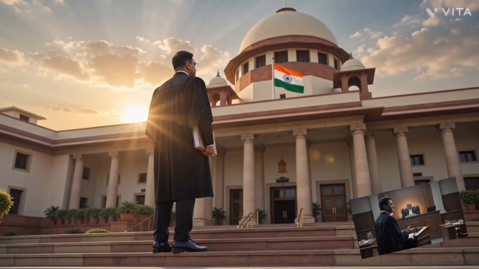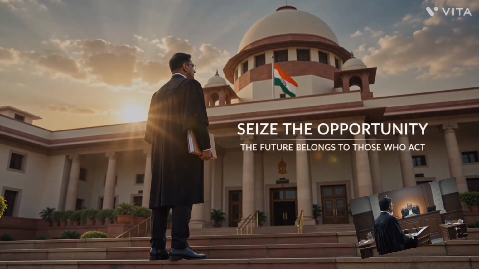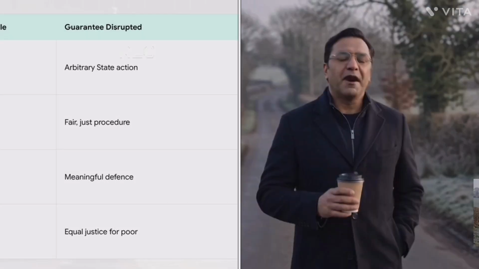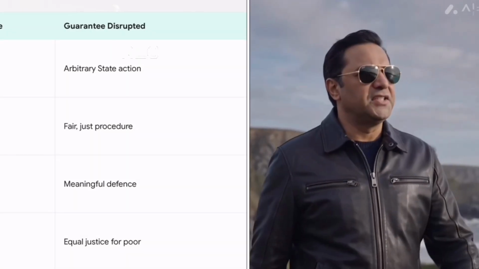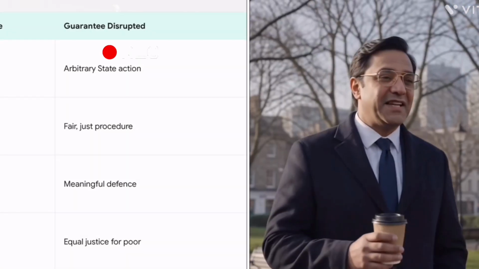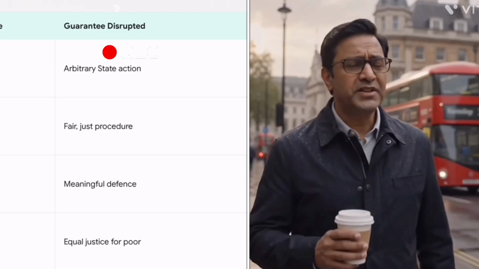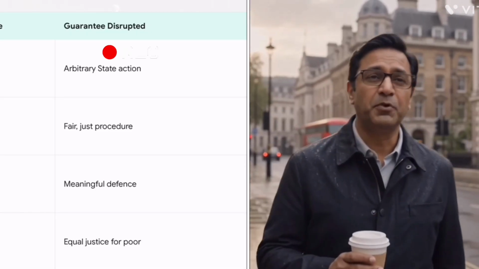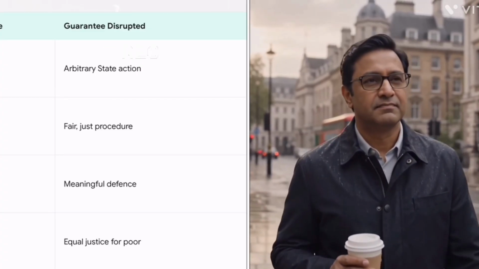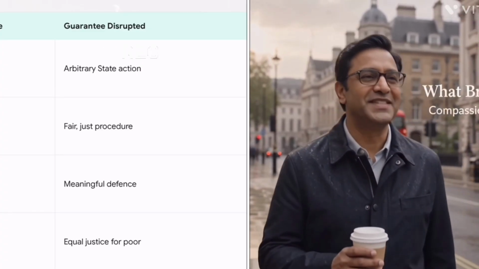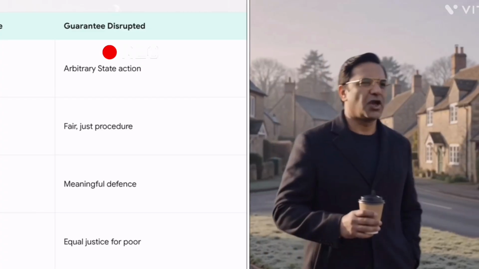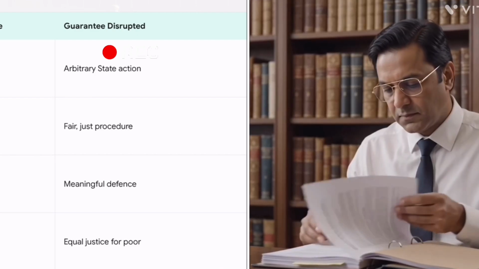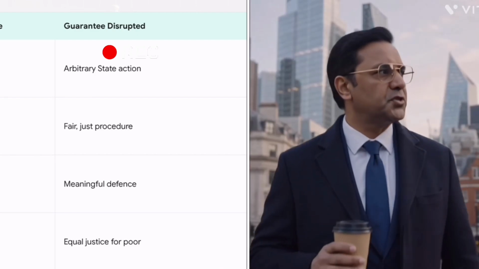So the petition grounds this whole argument in 4 very specific constitutional articles. First, Article 14 protects us against arbitrary state action. Giving the state total forensic power with zero counterbalance, that is manifestly arbitrary. Next, Article 21 guarantees a fair, just, and reasonable procedure before taking away someone's liberty. Well, a procedure where only one side can verify the evidence is definitely not fair.